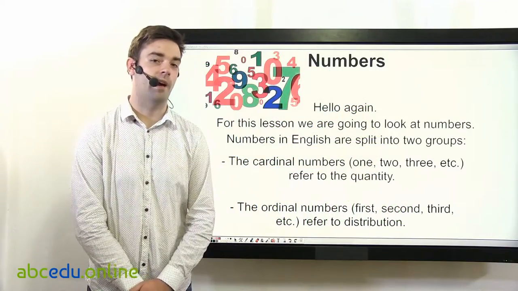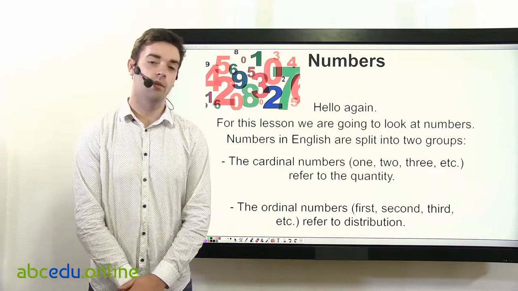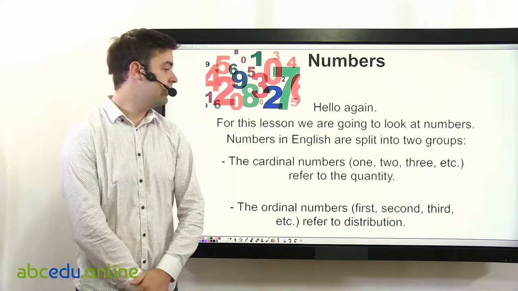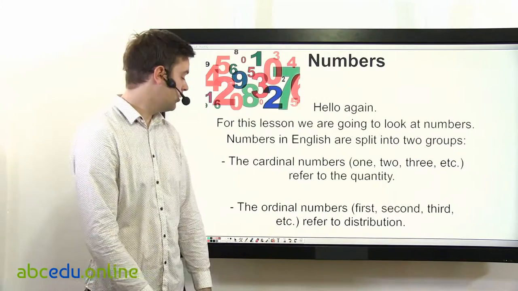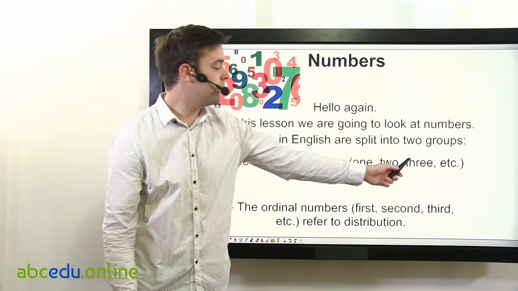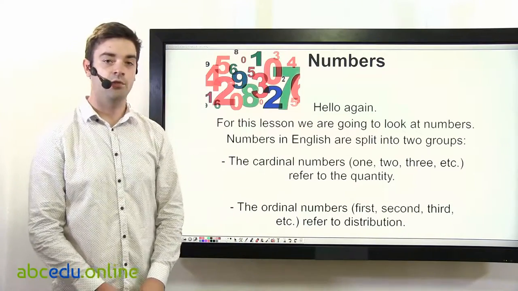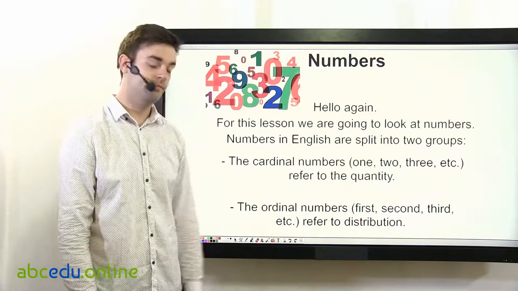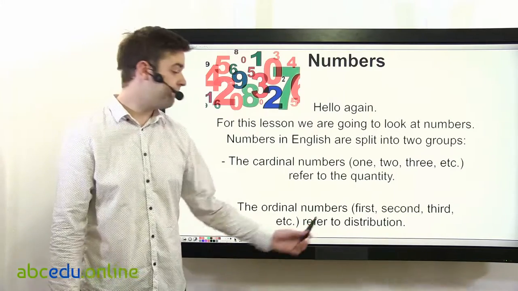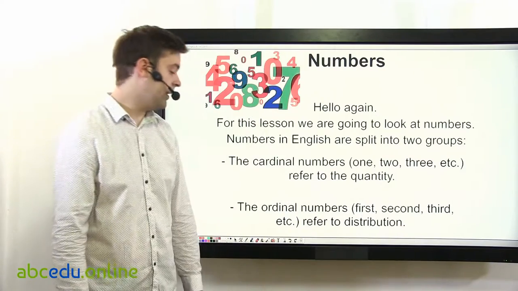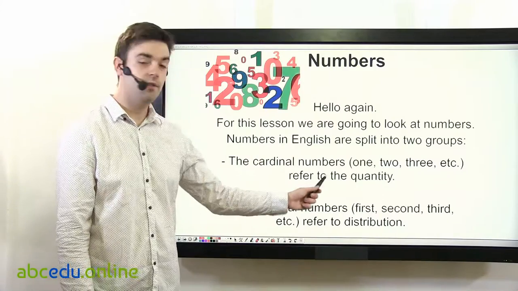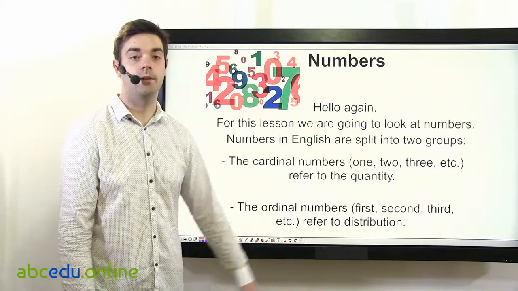Welcome back. For this lesson, we're going to take a look at numbers. In English, numbers are split into two groups. We have the cardinal numbers: 1, 2, 3, etc. And these refer to the quantity. We also have the ordinal numbers: first, second, and third. And this refers to the distribution. So we've got the cardinal numbers and the ordinal numbers.